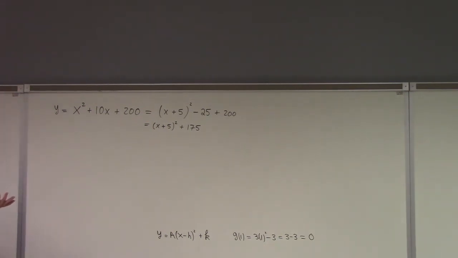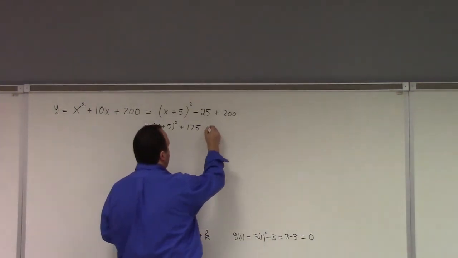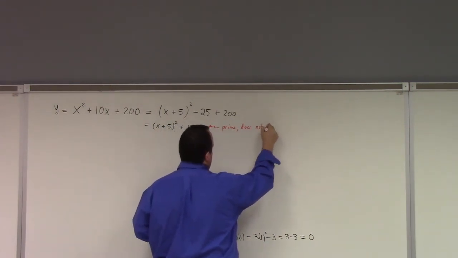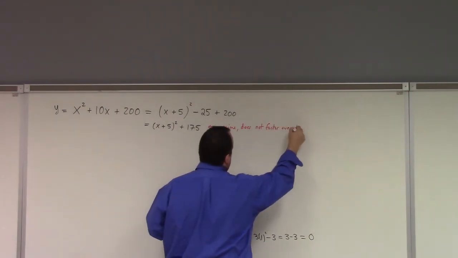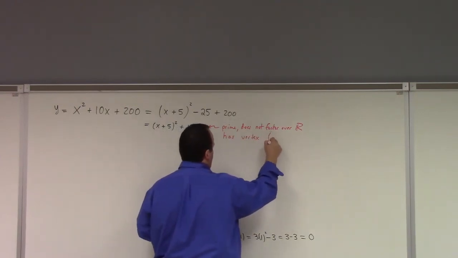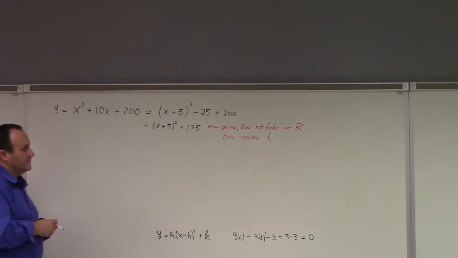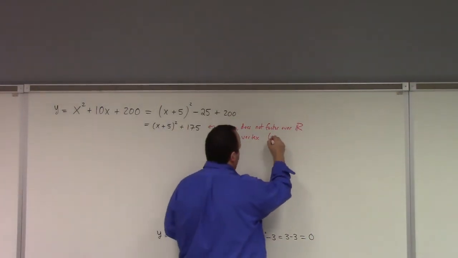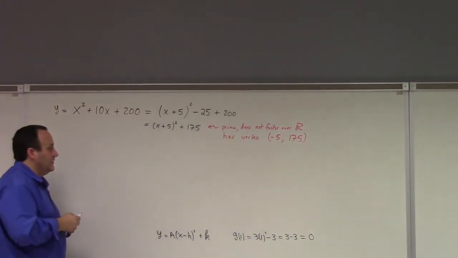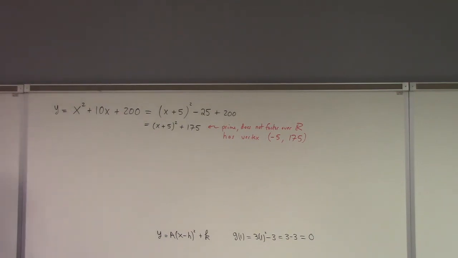Okay, so at this point, I can tell you a few things, right? Number one, the polynomial is prime, right? It's a prime polynomial. You cannot factor this over the reals, right? So prime, does not factor over the reals, and also has vertex what? What's the vertex here? -5, 175. -5, 175. Very good. All right. Now, we haven't done this a lot, but it's something we should know how to do.